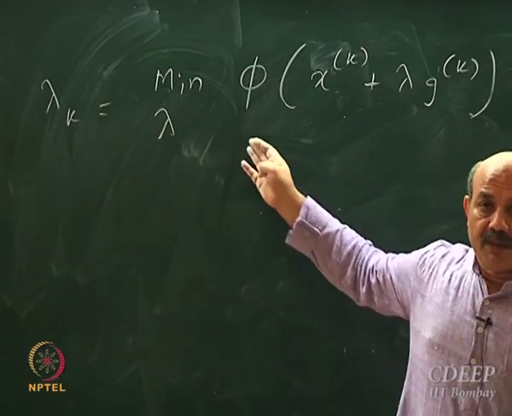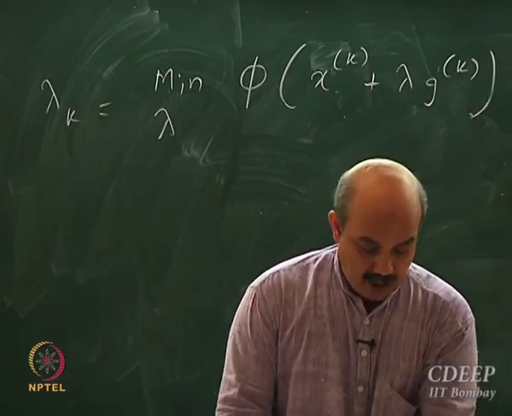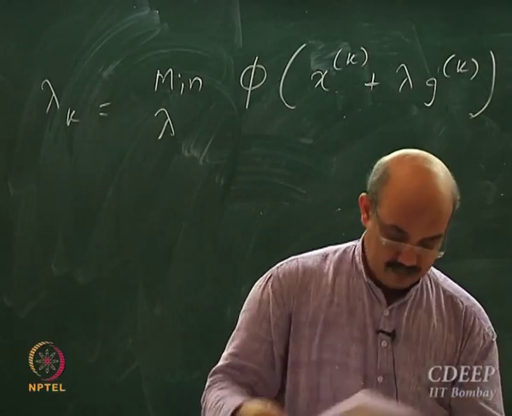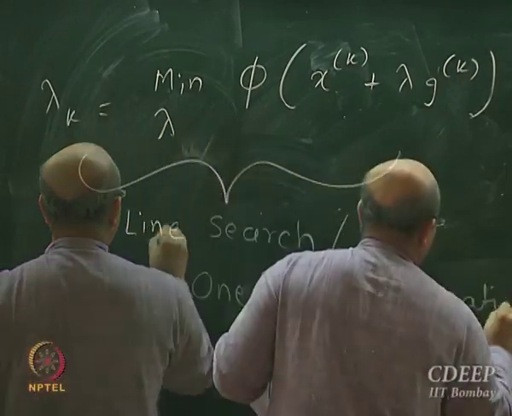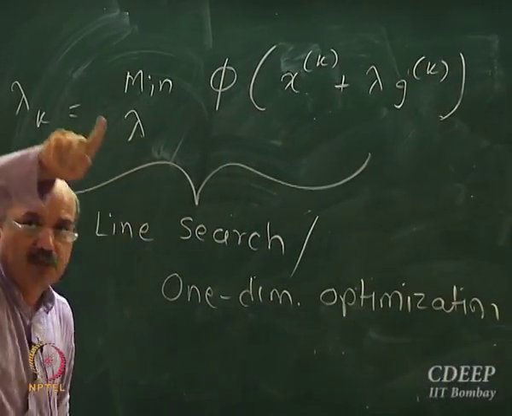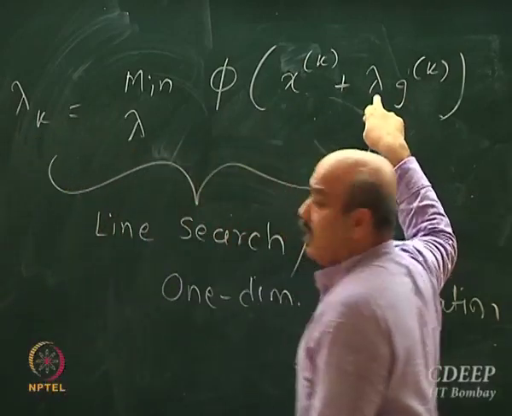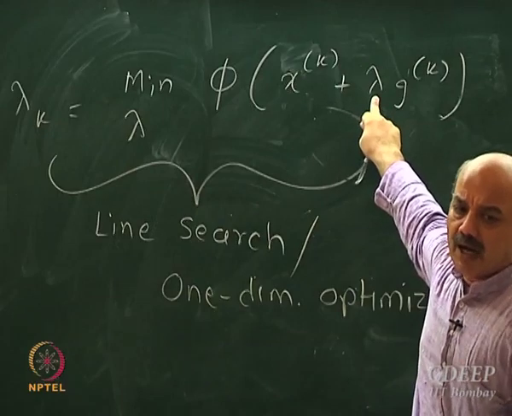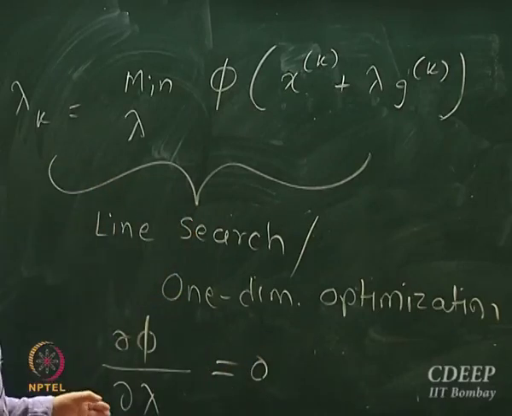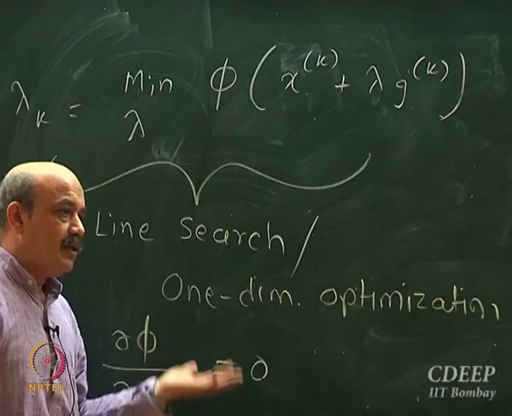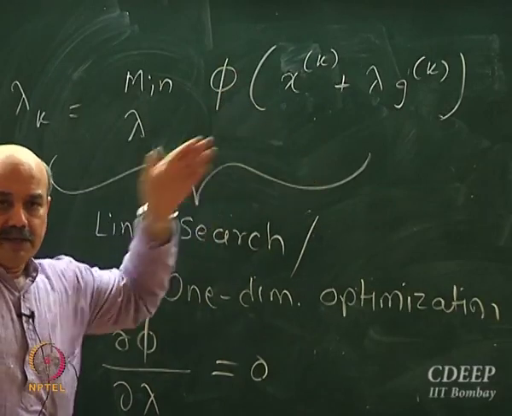Okay, now how to solve this problem? In some cases this problem can be solved analytically, in some cases this problem has to be solved numerically. Okay, now if you go back, this is called line search, a one dimensional optimization problem. This is called line search because we know in which direction to move, we just want to find out how much to move. Okay, so in this phi, xk is known, gk is known, lambda is unknown. With respect to one scalar, I have to solve for dou phi by dou lambda equal to 0. Whichever value satisfies this optimality condition, I choose that value and use it for my step length.